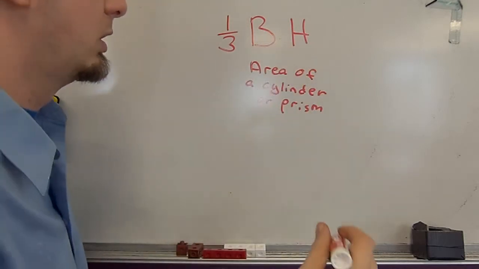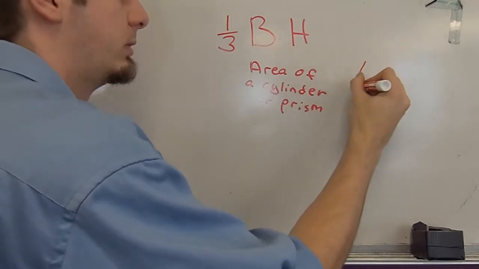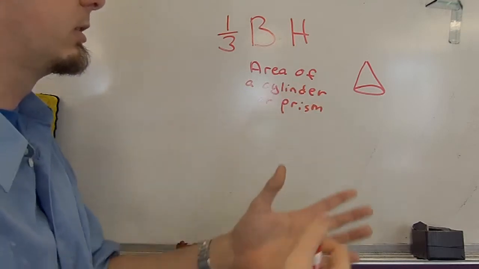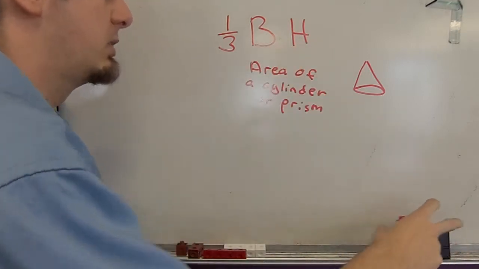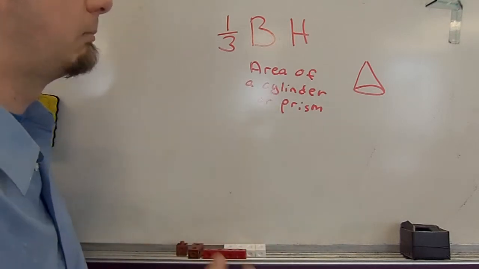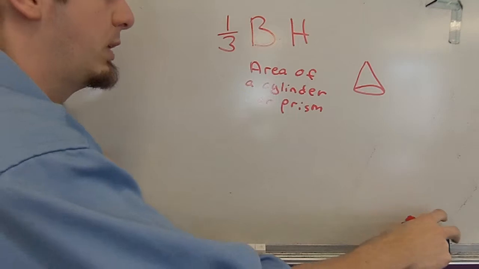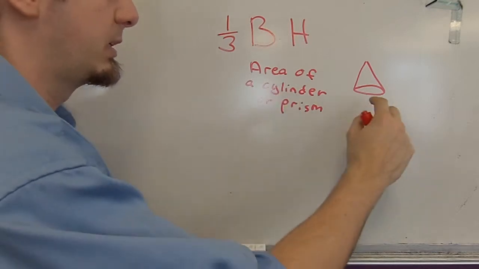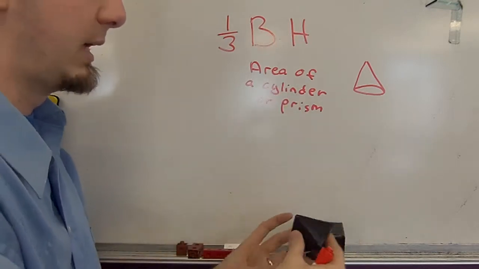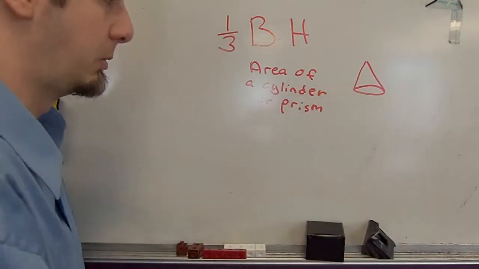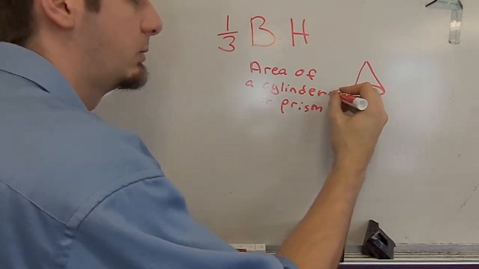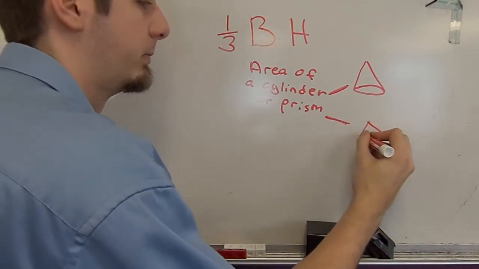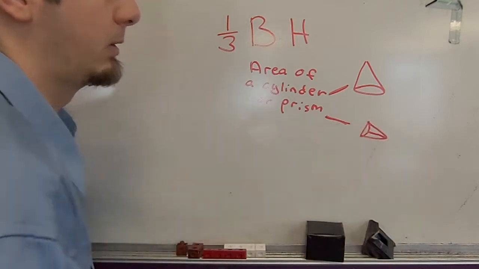Now for the cones, the cones are 1/3 the volume of a cylinder with the same base and height. With the pyramids, it's 1/3 the volume of a prism with the same base and height. A pyramid will never be 1/3 the volume of a cylinder, because a pyramid will never have a circular base like cylinders and cones do. So the cylinders and cones kind of go together, and the prisms and the pyramids go together.